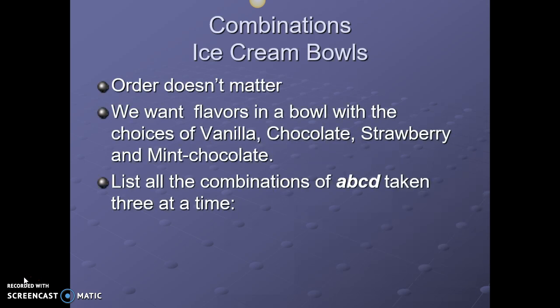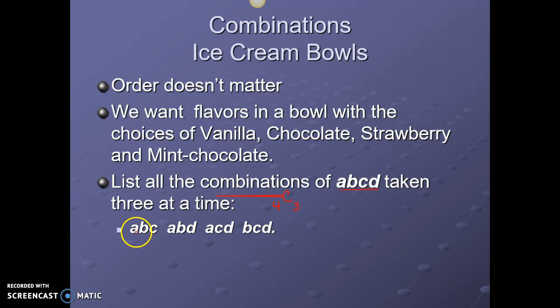In this case, my reminder is ice cream bowls, because once we put the ice cream into a bowl, it doesn't matter what order, because we just swirled it all around. If we list all the combinations of A, B, C, and D, so vanilla, chocolate, strawberry, and mint, there is only one combination to use all of them, so we don't really care when we use them all. We're only going to care about when we don't use them all. So we want 4 items, and we're going to choose 3 of them this time.